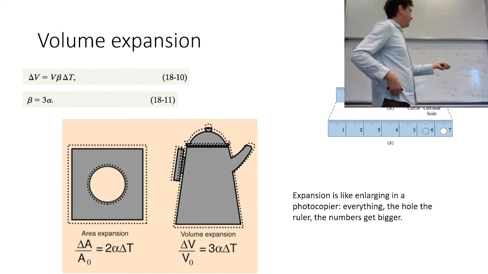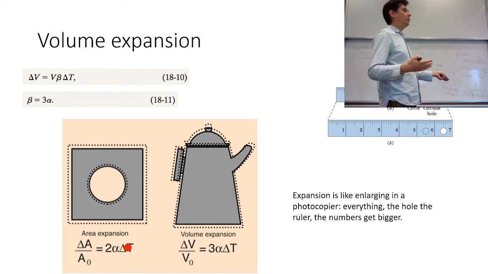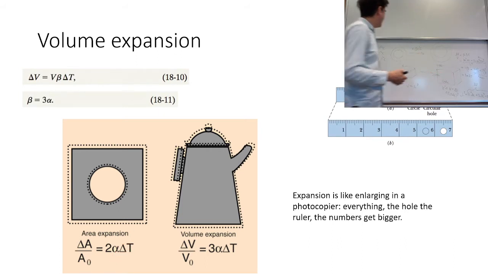Likewise, if you're looking at an area expansion, you can also write a formula like this. And this time it's 2 alpha because it's like 2 dimensions. A very, very similar argument, except that this thing is going to be squared, not cubed.